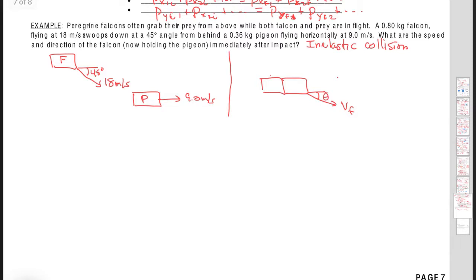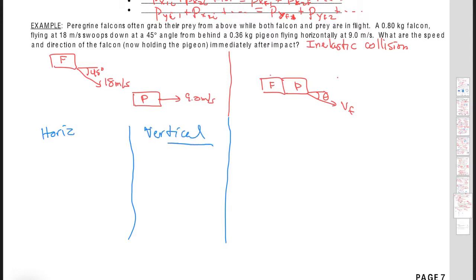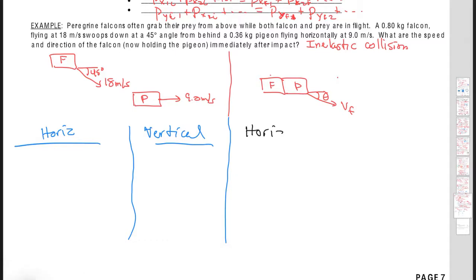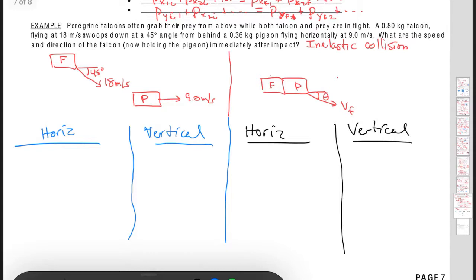So, falcon, pigeon. What we really have to do is treat this in two dimensions. Before our collision, we're going to have a horizontal component and a vertical component. I'm going to try to do this colorfully. And then after, we'll also have a horizontal and a vertical.